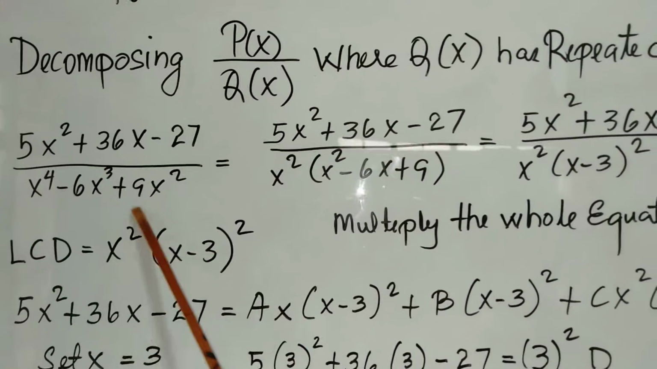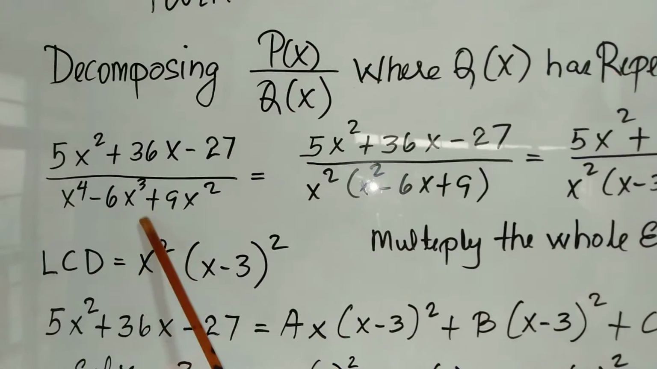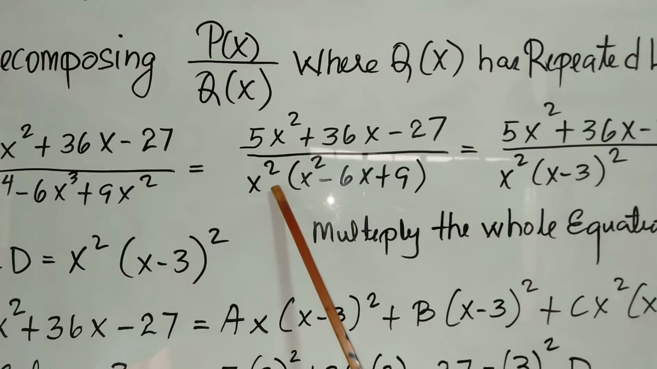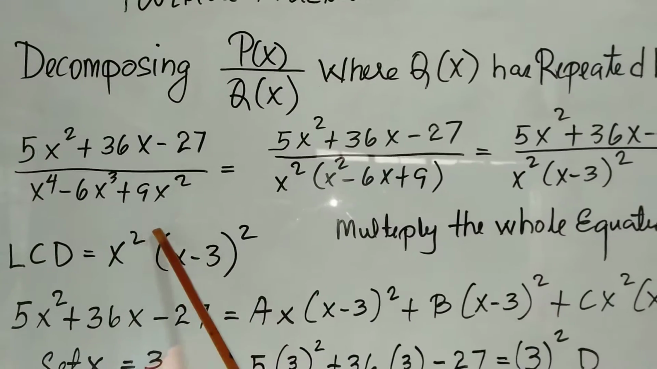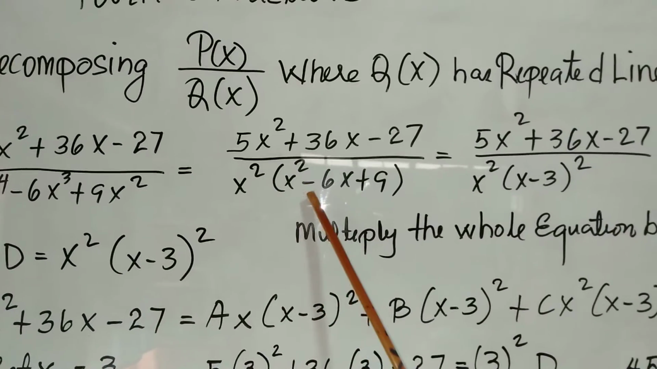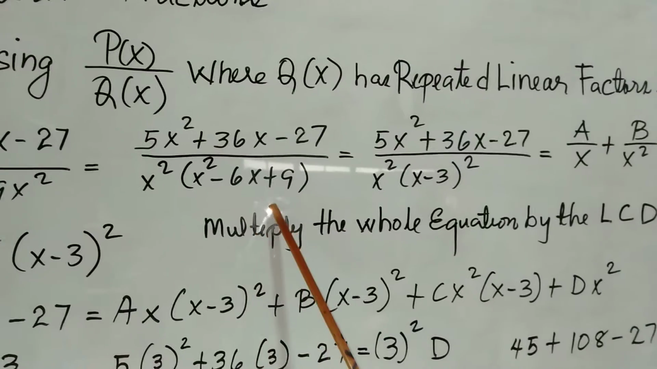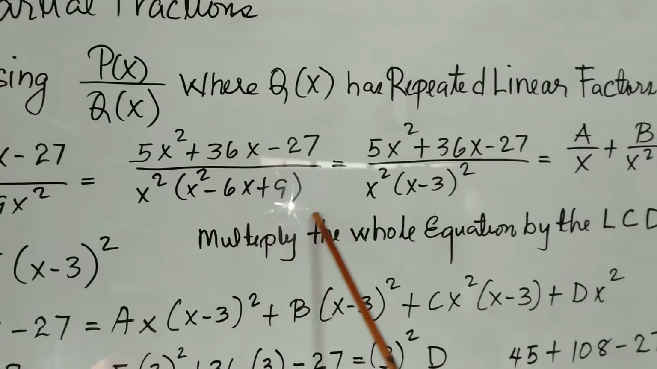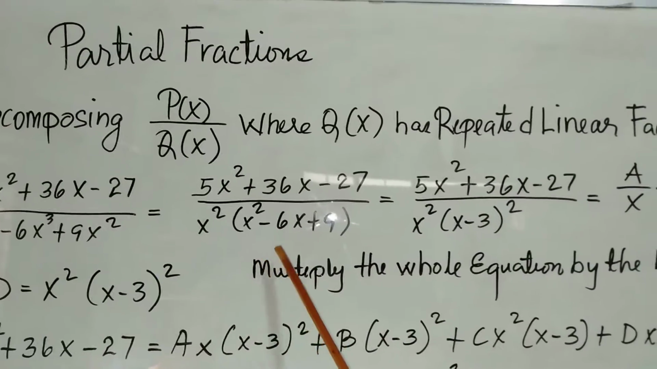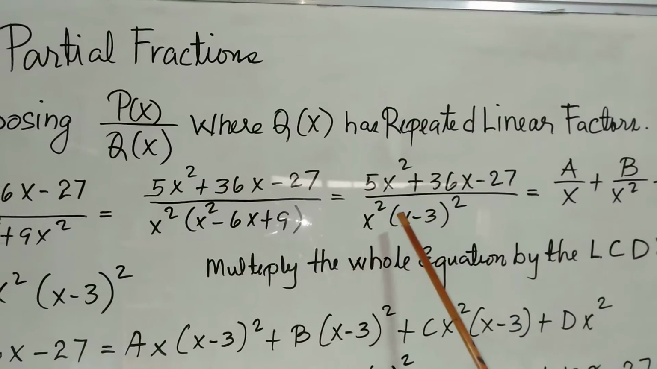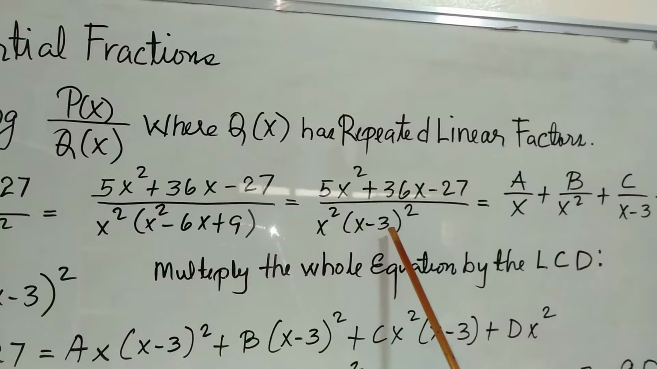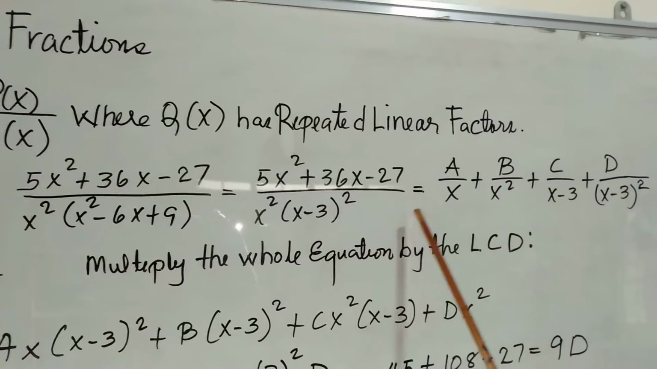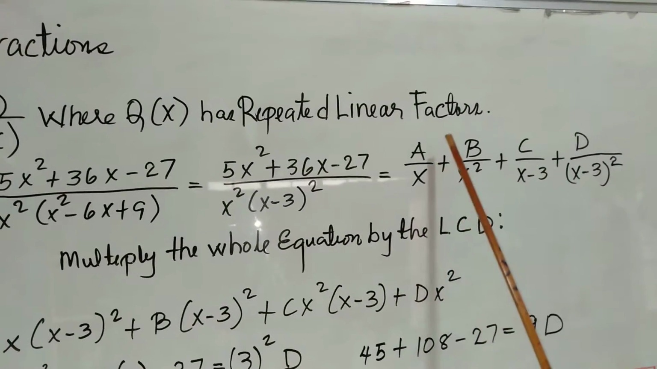First, we're going to factor the denominator. Upon factoring, we get x squared, the common factor of this trinomial, times the quantity x squared minus 6x plus 9. We can still factor this further. Factoring again the denominator, we get the linear factors x squared times the quantity x minus 3 squared. So we're going to decompose this into partial fractions.